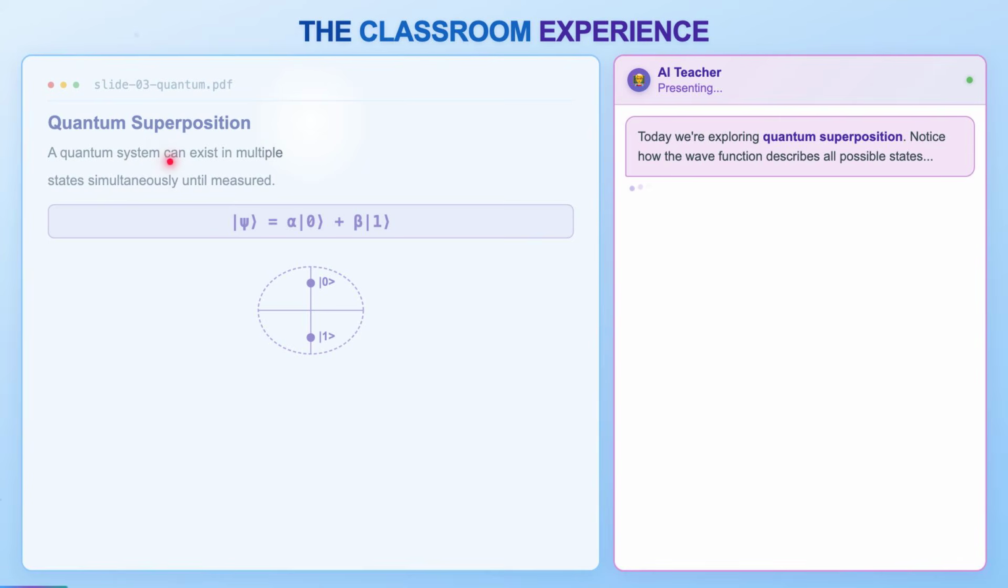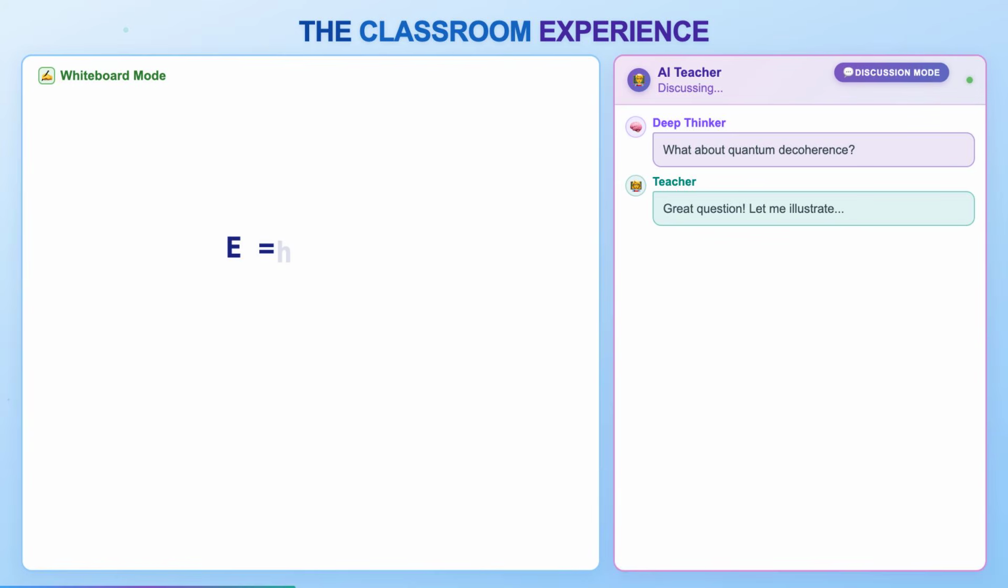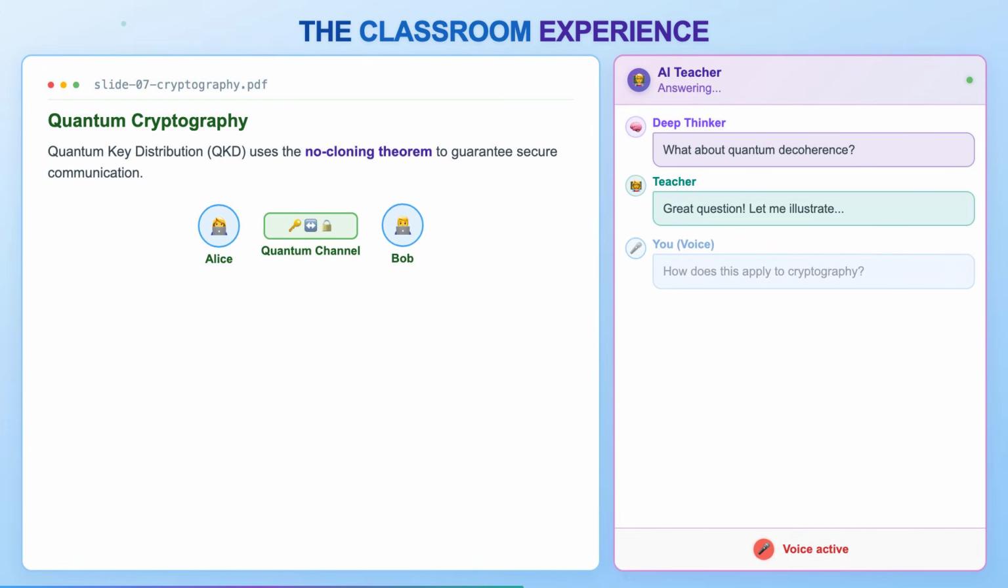You enter the classroom, and the teacher agent begins presenting. It's not just reading text, it uses spotlight effects to highlight what's important on each slide, laser pointer animations to guide your eyes, and voice narration that sounds natural. At key moments, the teacher pauses and the classroom discussion mode activates. The AI classmates jump in. The deep thinker might say, but what about edge cases in quantum decoherence? And the teacher responds with a whiteboard illustration, drawing the math in real time.